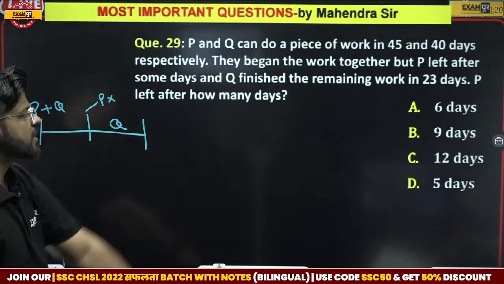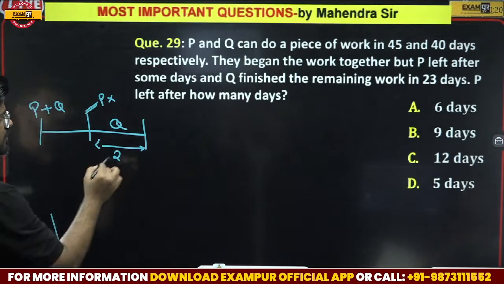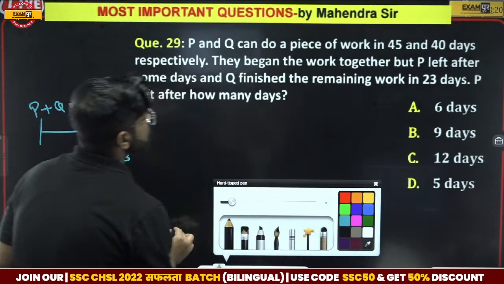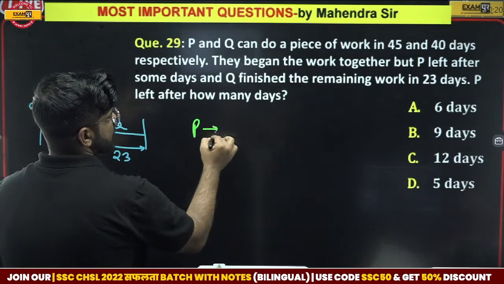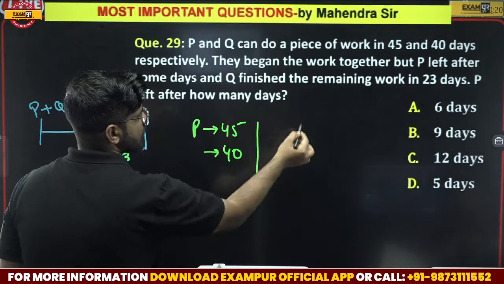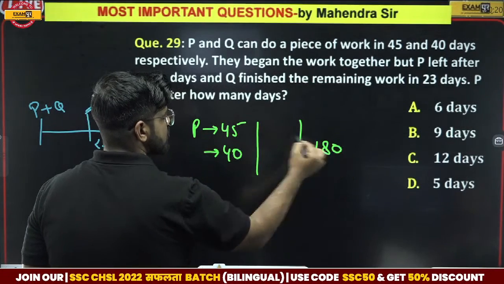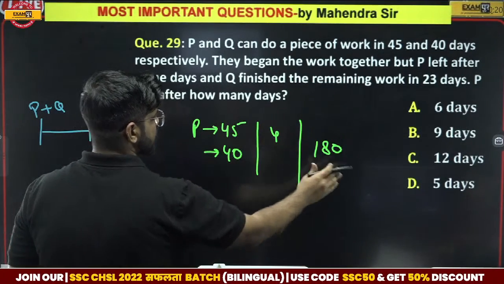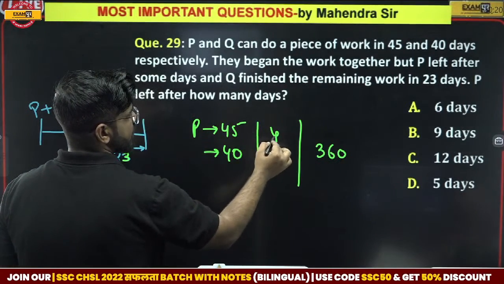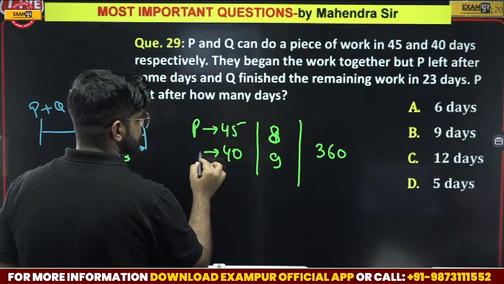Now Q has finished the work in 23 days. Q took 23 days here. P is doing it in 45, Q is doing it in 40. Take the LCM of both of these. What will you get? 360. So this will be 8 times, and here we will get 9 times.